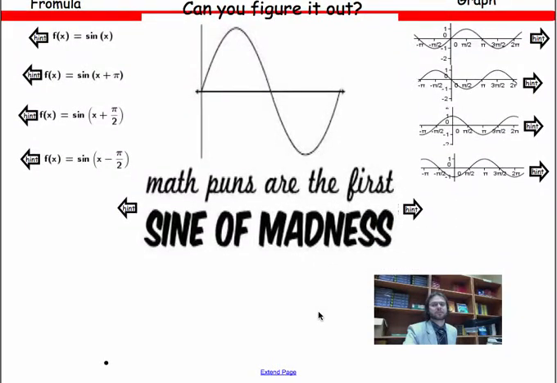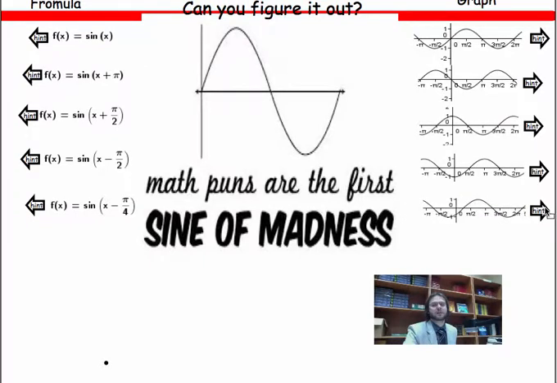Let's take a look at this one here. Okay. Now let's take a look at our last one. So this one was subtracting. Notice subtracting what happened. I subtracted pi over 2. Adding pi over 2, we went one way. Subtracting pi over 2, we went another way. Always look back to your original graph to see how it changed.